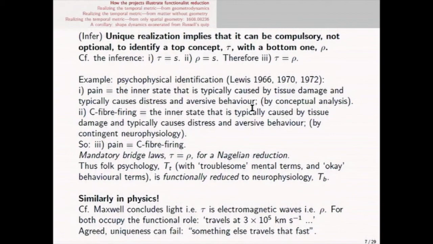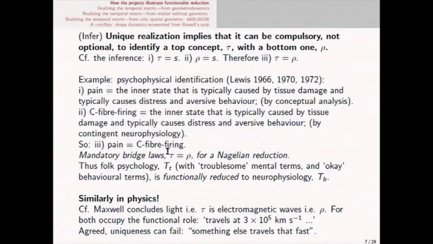And then this all happens in a top theory, or a tainted theory. And then you can also describe this same right-hand side as C-fiber firing in bottom theory. So let's say in this case, contingent neurophysiology. So you have empirical evidence and so on to find out what this theory is and what satisfies the functional role on the right-hand side. What is the realizer? And once you've done all this work, you can now identify pain with C-fiber firing.